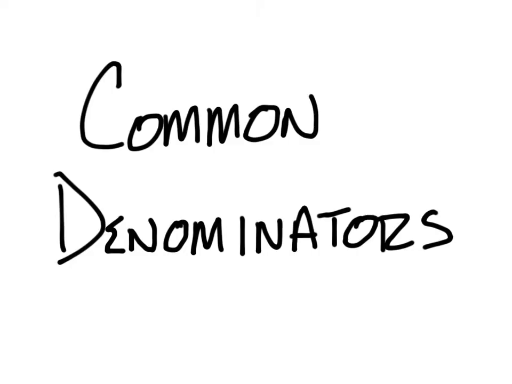Common denominators. You must know how to do this. So we're going to do a refresher before we go into the next thing, which is comparing fractions. You need to be able to look at two numbers and figure out what is the lowest number that both go into. What is the lowest number that both 4 and 6 go into? What is it?